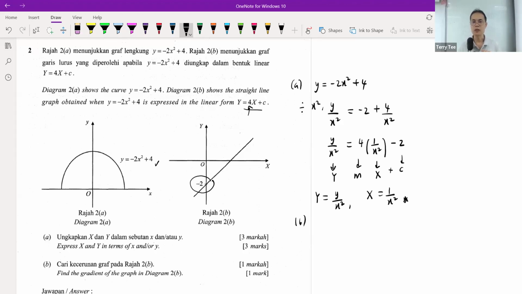And for part B, you're supposed to find the gradient of the curve. Usually the question made it so easy. You can see from the equation given. So what is your gradient? Your gradient is 4. In fact, I always say they shouldn't tell us this, but they have. So you know your gradient is just 4.